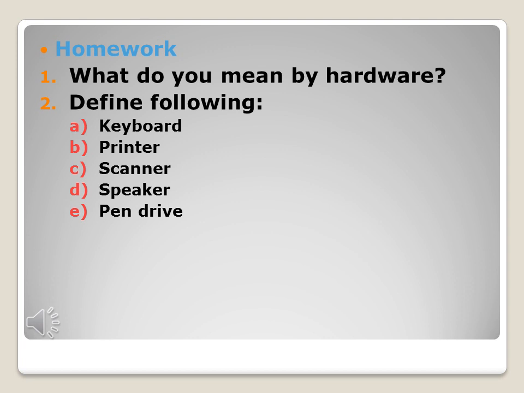These are the homework questions that you have to write in your notebooks. The answers to all the questions are given in different slides.